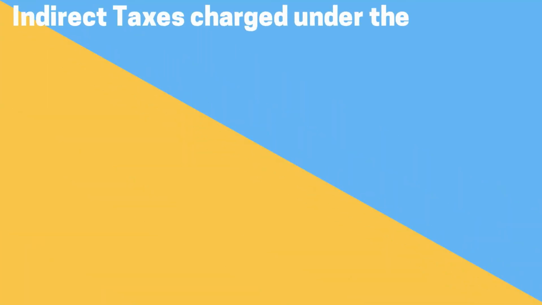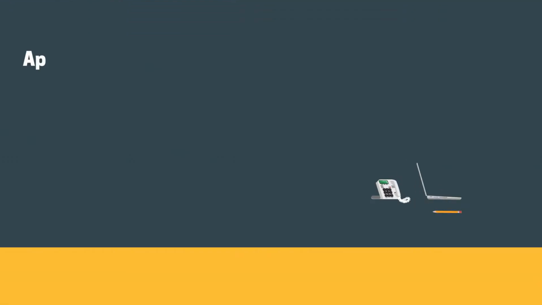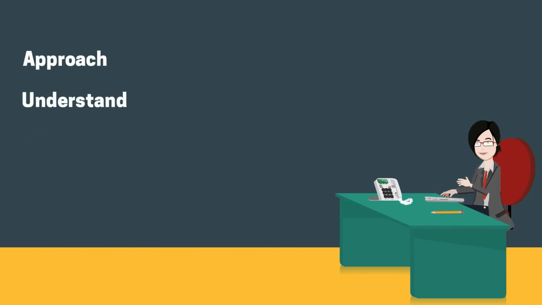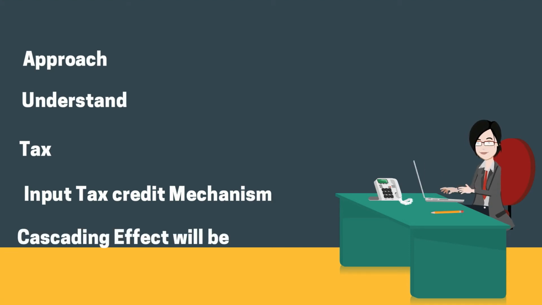GST replaced the number of different indirect taxes charged under the old laws, hence solving the issue of too many taxes and laws. As GST is covered under only 3 new laws relating to IGST, CGST, and SGST, which are very similar in their approach and simple to understand. It also complies with the requirement of fairness, as no tax on tax issue arises under the new law. With the introduction of input tax credit mechanism, the problem of cascading effect will be effectively solved.